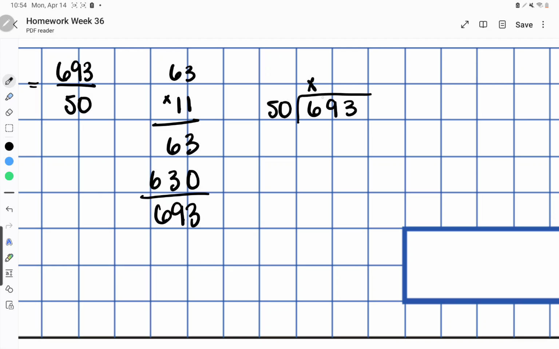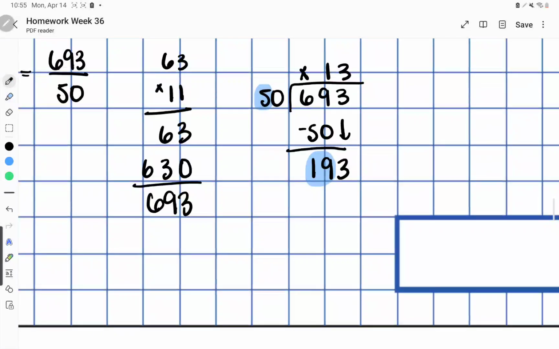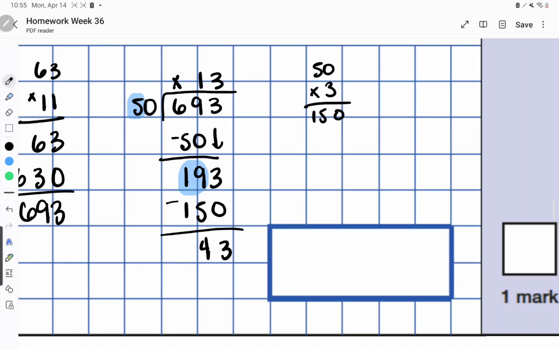50 does not go into 6, but it does go into 69 once. 1 times 50 is 50, subtracting that gives me 19. Drop down my 3. 50 would go into 193 3 times, and then 3 times 50 would give me 150. Subtract, and that would give me 43. There's no more numbers, so I'm done. My whole number is going to be 13. My numerator is going to be 43, and my denominator is going to be 50.